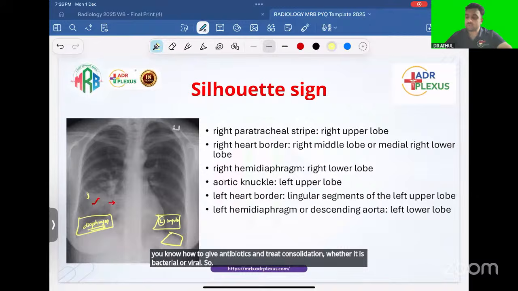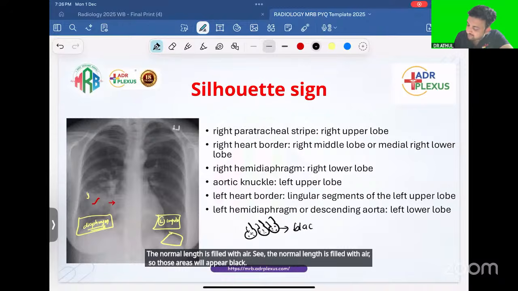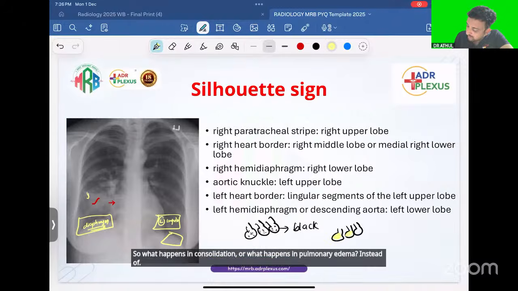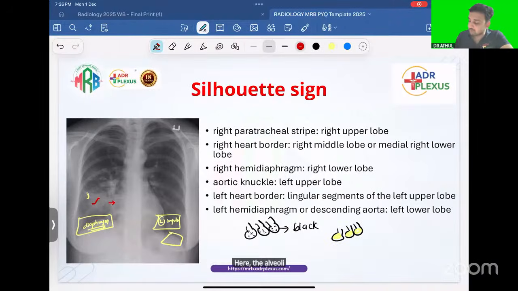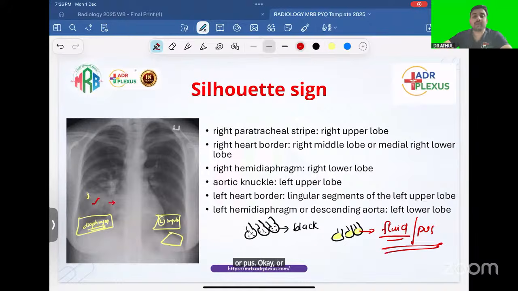Usually, a normal lung is filled with air, so those areas will appear black. So what happens in consolidation or in pulmonary edema? Instead of air, the alveoli get replaced by fluid, pus, or exudate.